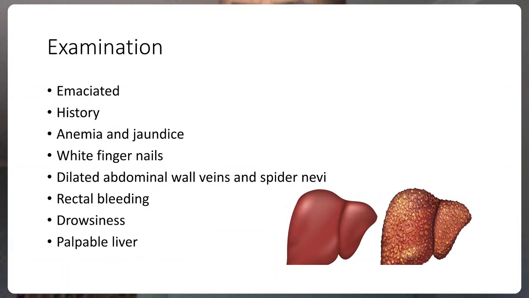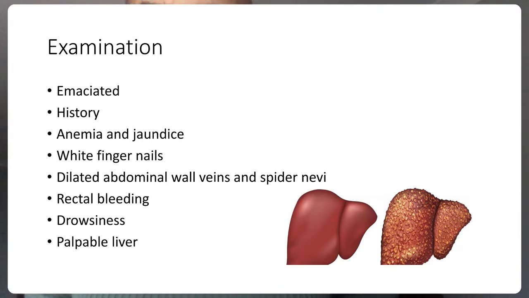In addition to the hepatic flap, we'll have a look at the general appearance of the patient. They are emaciated. We take their history. As we mentioned, mainly we focus on alcohol and injectable drug abuse, and also family history of liver disease in case it is caused by hemochromatosis. Also, the weight of the patients needs to be assessed. A lot of them are anemic.